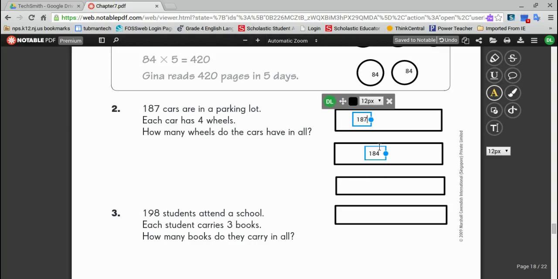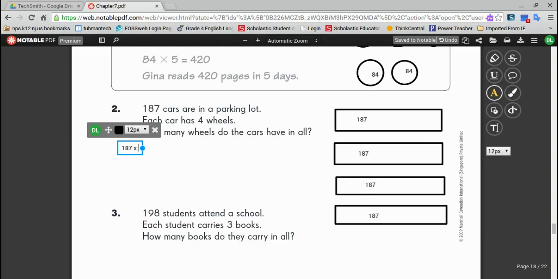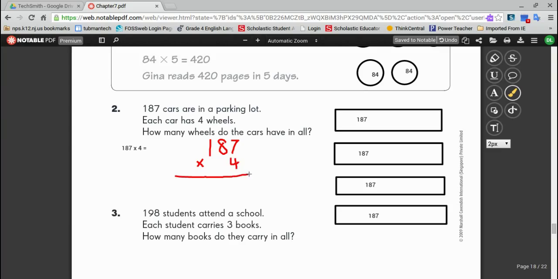Okay, so we have 187 over here, 187, and lastly 187. Alright, so if you look at our picture, this is just 4 groups of 187, or 187 times 4. In order for me to solve that problem right now, I want to write it up and down. 187 times 4, or write it vertically. And now I can multiply this out.